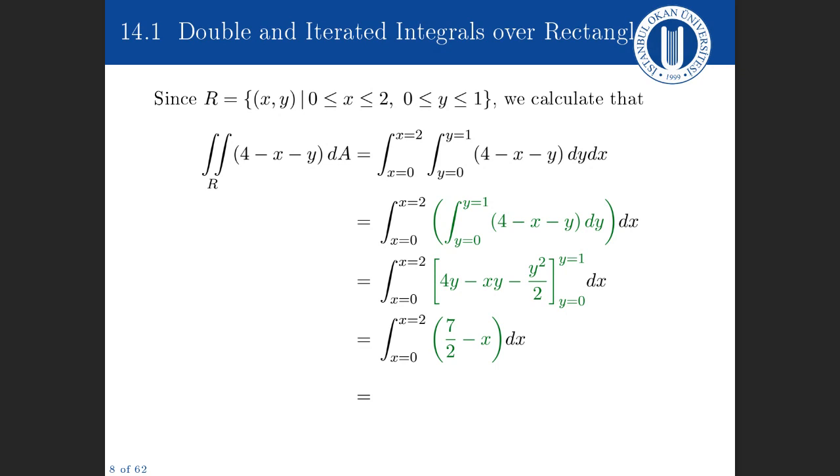Now we have another easy integral to do. The integral of 7 over 2 minus x with respect to x. So of course that's just 7 over 2 x minus x squared over 2, calculated at 0 and at 2. That gives us the answer 5. The volume of the object in the picture is 5.